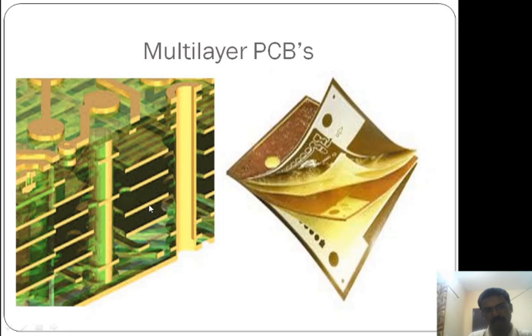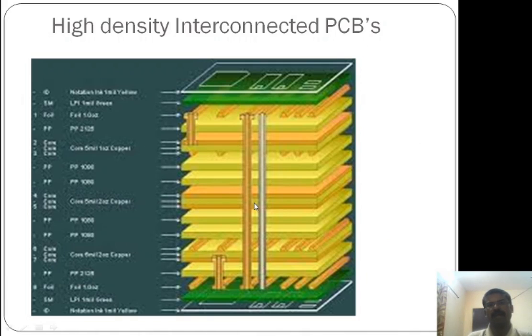See how many layers are there inside, and in between, non-conductive pre-preg epoxy material is kept, and it is actually stacked up. High density interconnected PCBs. In these HDI PCBs, the advantage is it can reduce the size of the board and increase the number of layers. So the drill size also could be reduced, and also these are called blind vias and buried vias. So blind, it is the through hole, blind and buried vias.